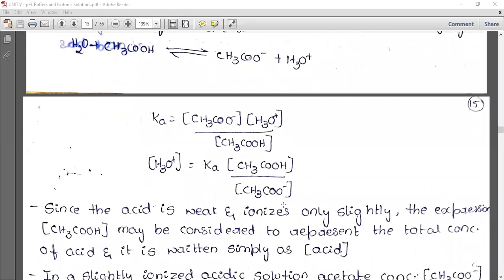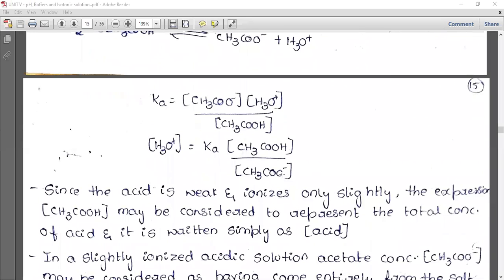Okay, and CH3COO minus, even though we are getting it from both acetic acid as well as CH3COONa, that is sodium acetate, since sodium acetate is a salt, it will dissociate completely. We can consider that whatever CH3COO minus maximum concentration we are getting, it is from salt only. So we can replace this particular denominator term with salt.